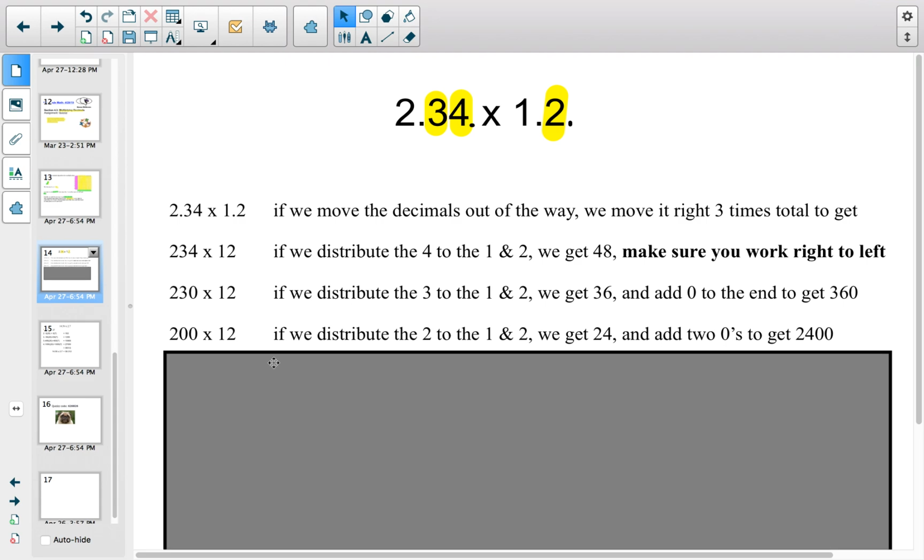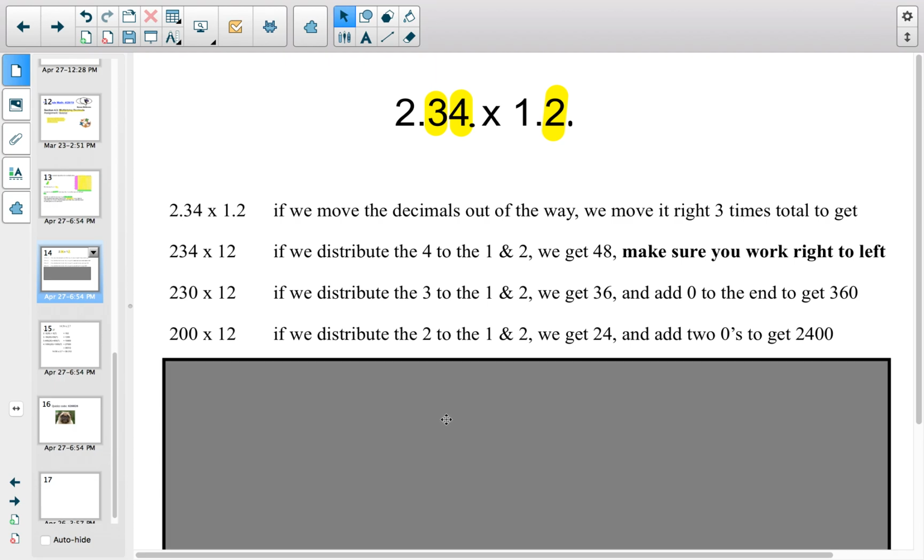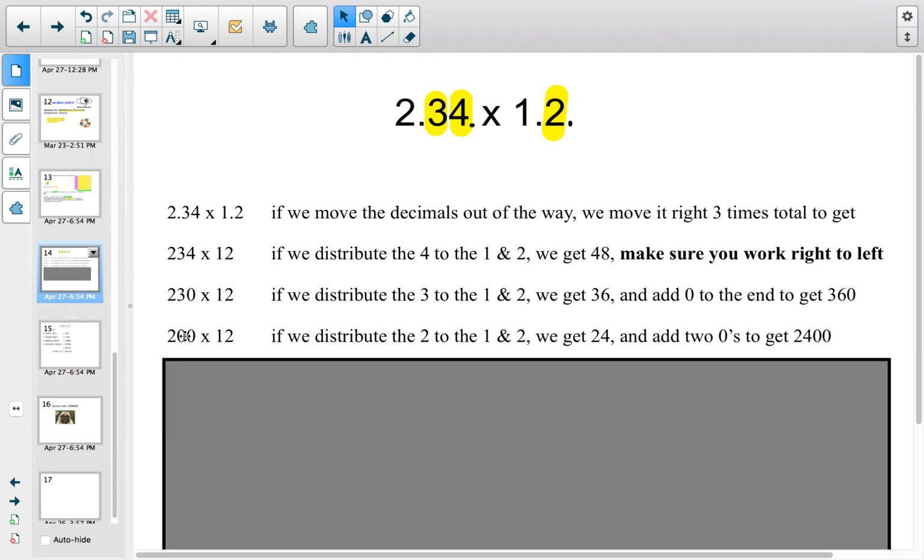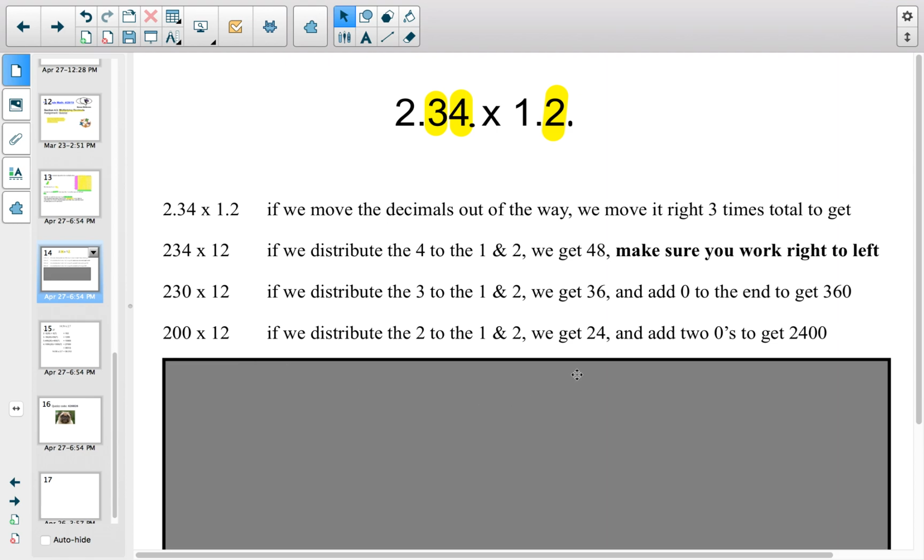Now we have 200 times 12. We can distribute the 2 to the 2 and the 1, and we would get 24. But now we have to add more zeros, because do we see how we have these 2 zeros right here? So we put on 2 zeros there. Now what we have is 48, 360, 2400. Now we add them all up.